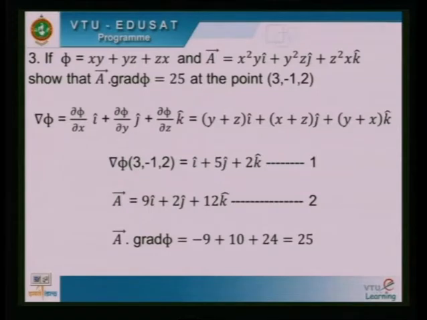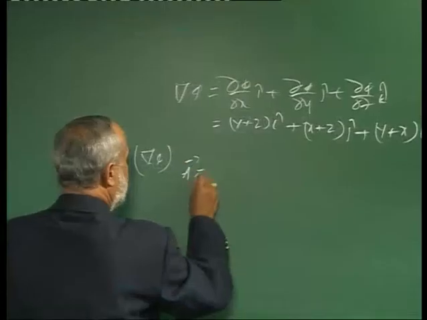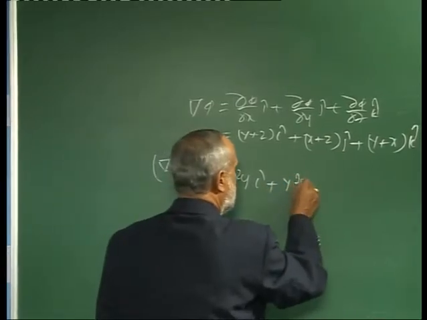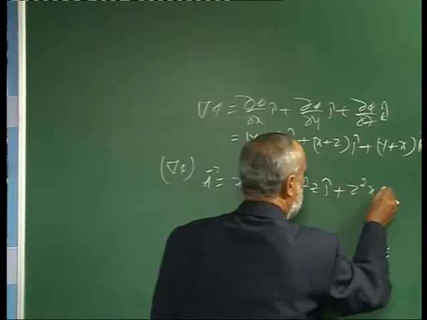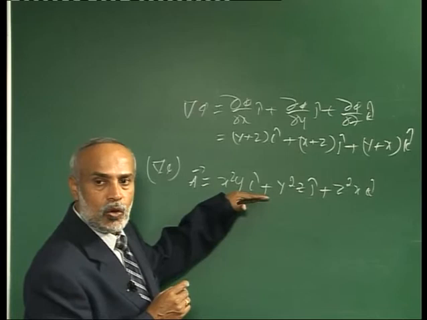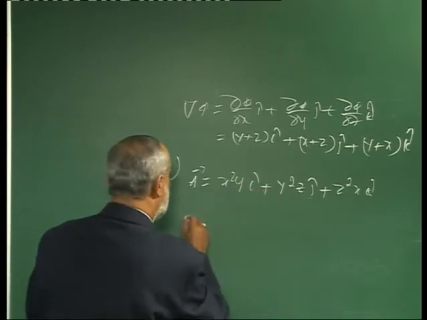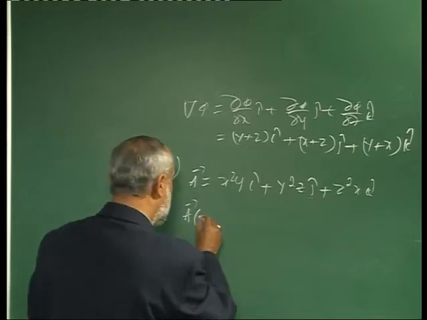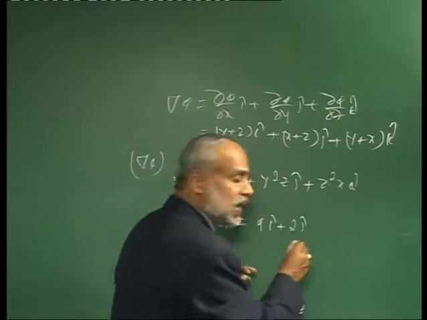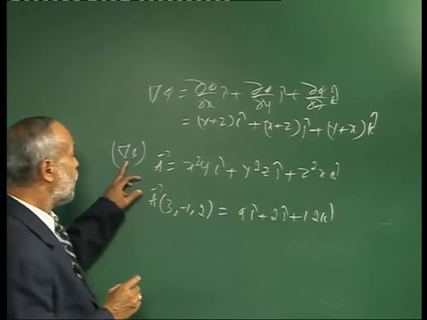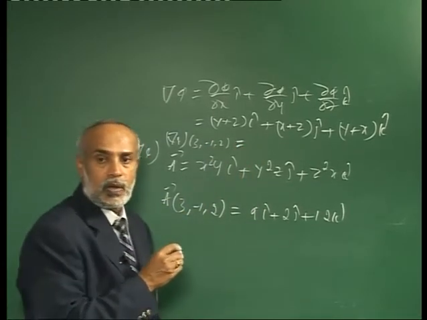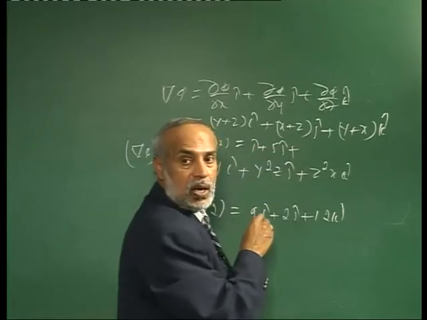And another term is given, a vector. A vector means x squared y i cap plus y squared z j cap plus z squared x k cap. Again, they are given the conditions 3 comma minus 1 comma 2, you can substitute x is equal to 3, y is equal to minus 1, z is equal to 2. Now, what you get here, a vector at the point 3 comma minus 1 comma 2 equals, you get the result is minus 9 i cap plus 2 j cap plus 12 k cap. Then gradient of phi at the point 3 comma minus 1 comma 2 is i cap plus 5 j cap plus 2 k cap.